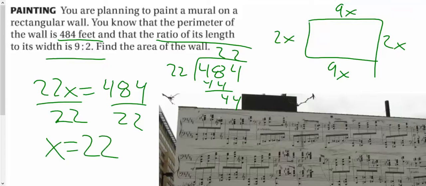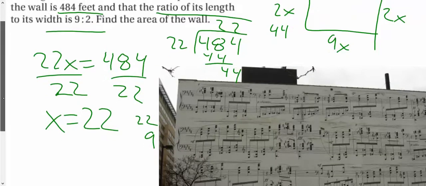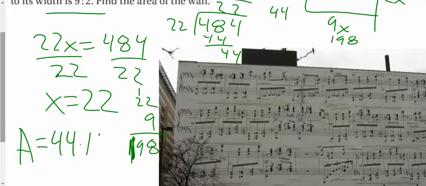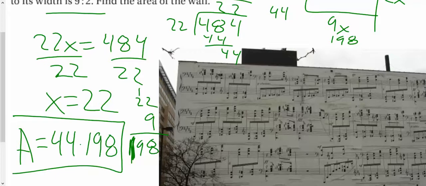So x equals 22, find the area of the wall. So this would be 44, and then we do 9 times 22 to get that, 198. My smartboard's being a little slow here. So 198, and then you could do the area is equal to 44 times 198. So first find the length and the width, and then calculate our area.